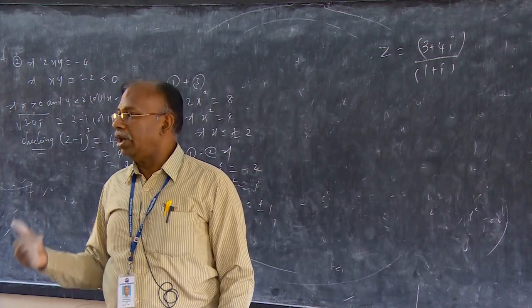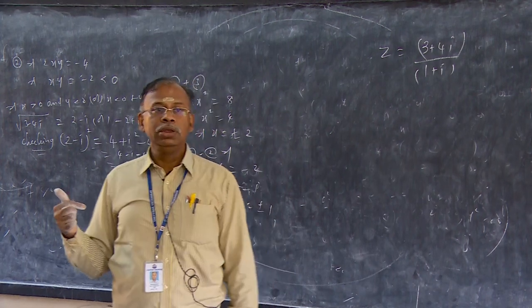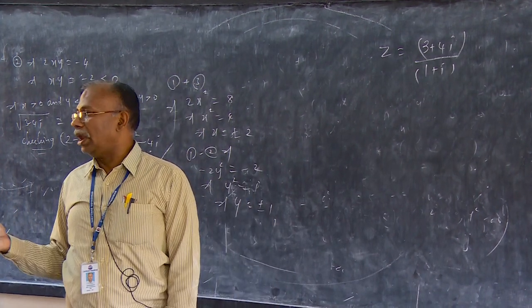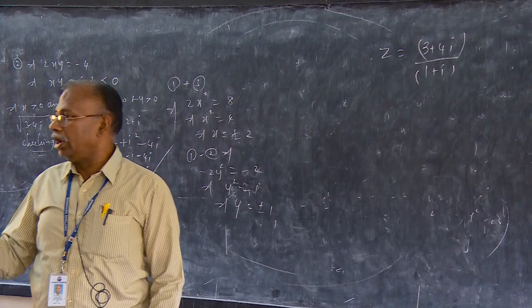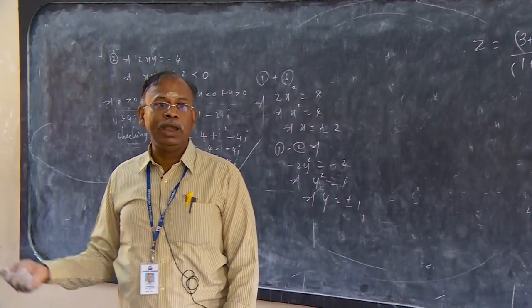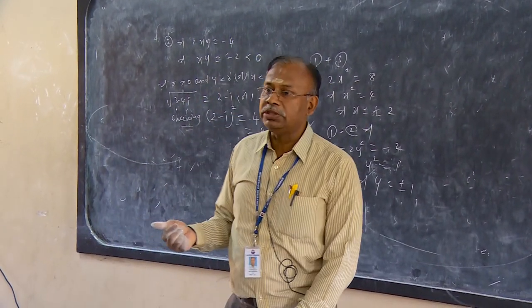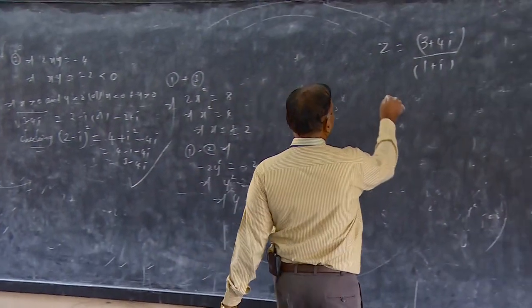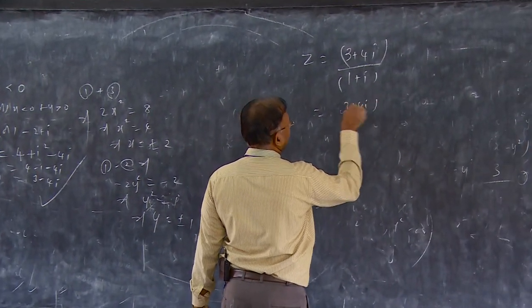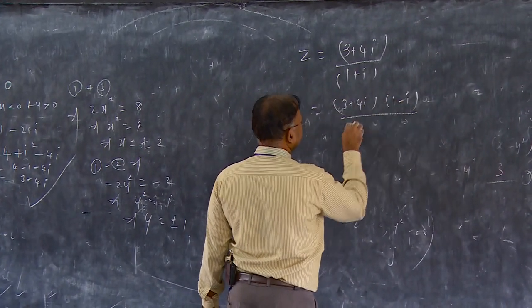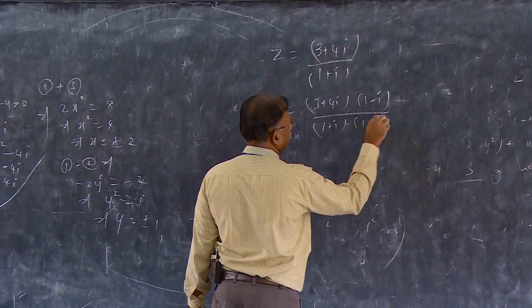If the denominator is a minus ib, I will multiply and divide by a plus ib. If the denominator is 2 plus i, I will multiply and divide by 2 minus i. If the denominator is 3 minus 4i, I will multiply and divide by 3 plus 4i. Here, therefore, I am forced to multiply and divide by 1 minus i: 1 plus i into 1 minus i.